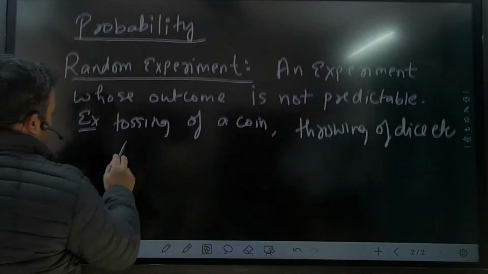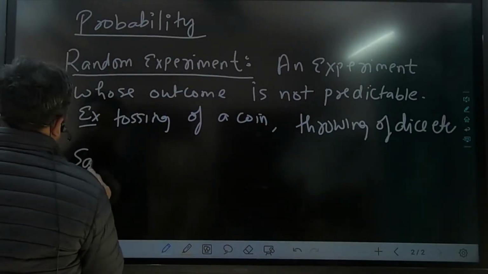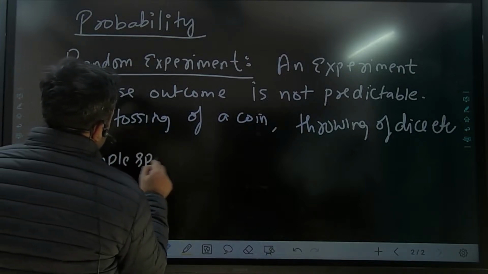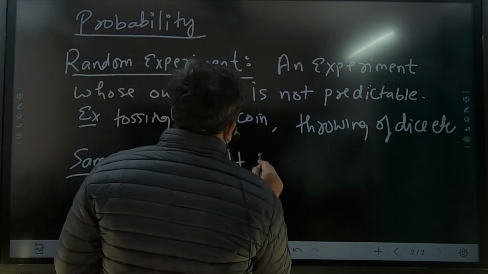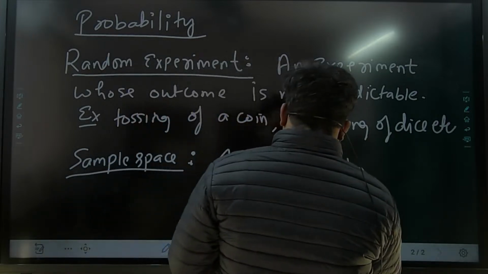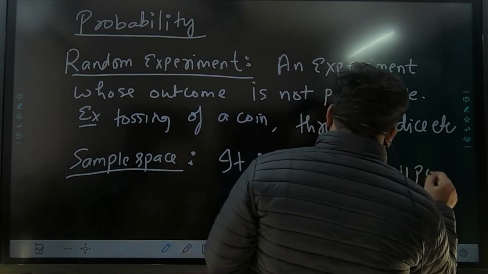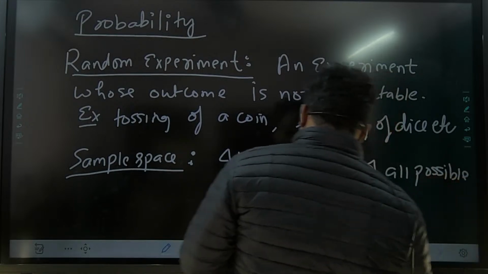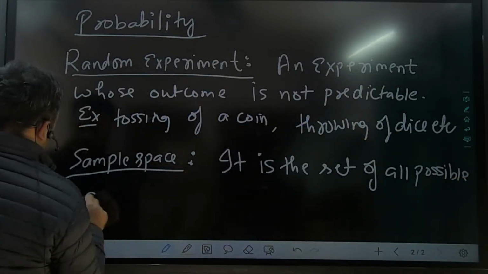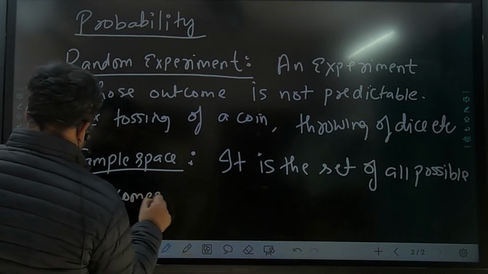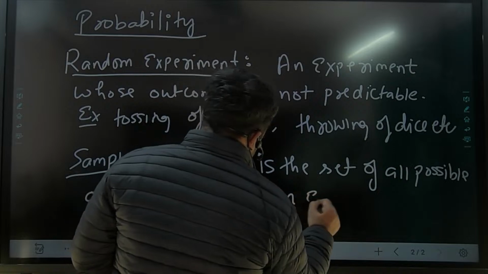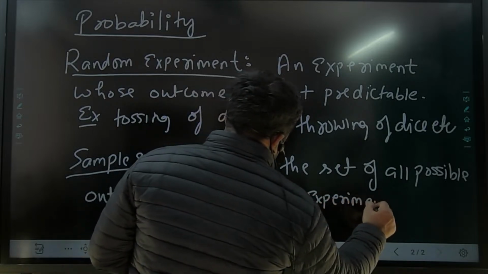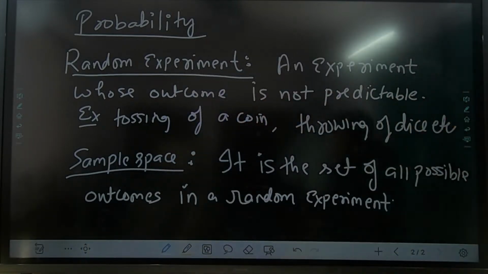Similarly, some more terms are there. For example, what is sample space? It is a set of all possible outcomes in a random experiment.